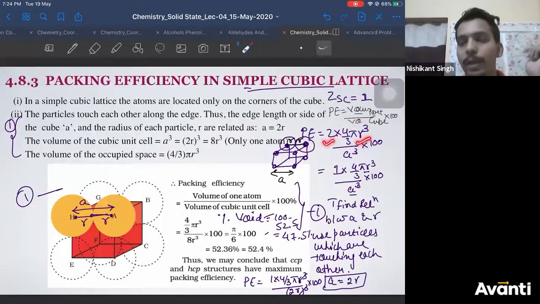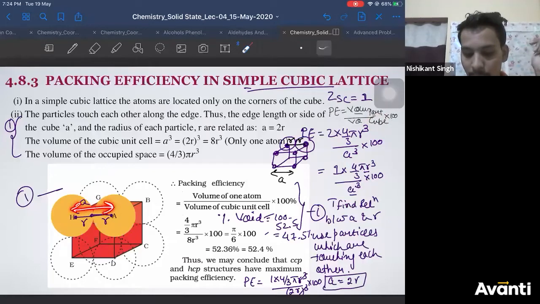Z into 4 by 3 pi r cube divided by the total volume of the unit cell, that is the volume of the cube. The side of the cube is A, so it will become A cube. All right, so I guess this is what we studied, right? Now, to cancel the R cube, I want a number. So I need to represent A in terms of R. So how do I represent A in terms of R?